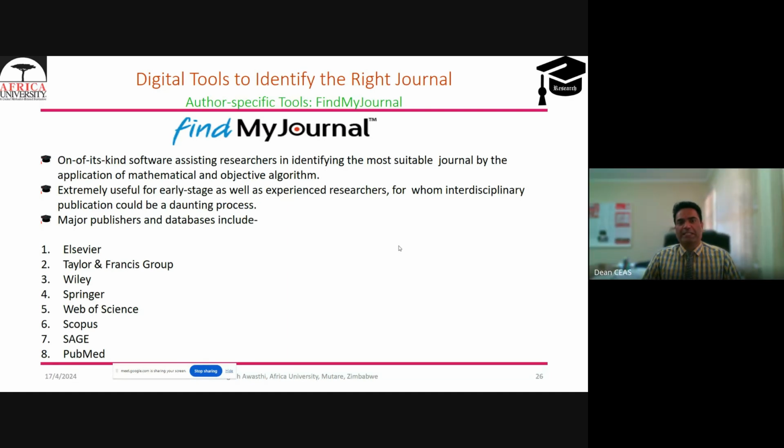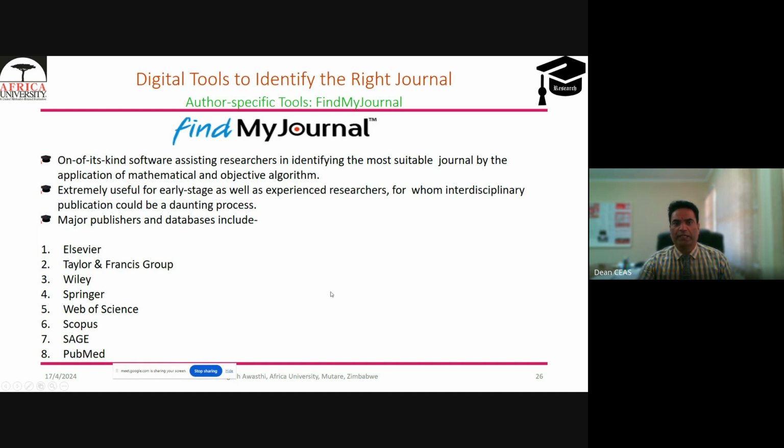Now from this point, at this slide, I will do some practical also. I will open some other websites also, so that you can see how to find those journals. Then the digital tool number 1 is Find My Journal. So what is Find My Journal? This tool includes Elsevier, Taylor and Francis, Wiley, and these are the big names.